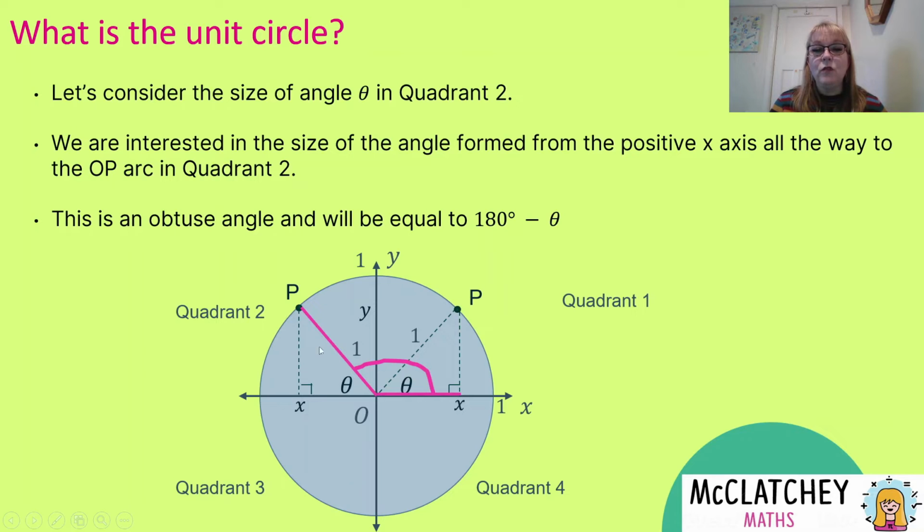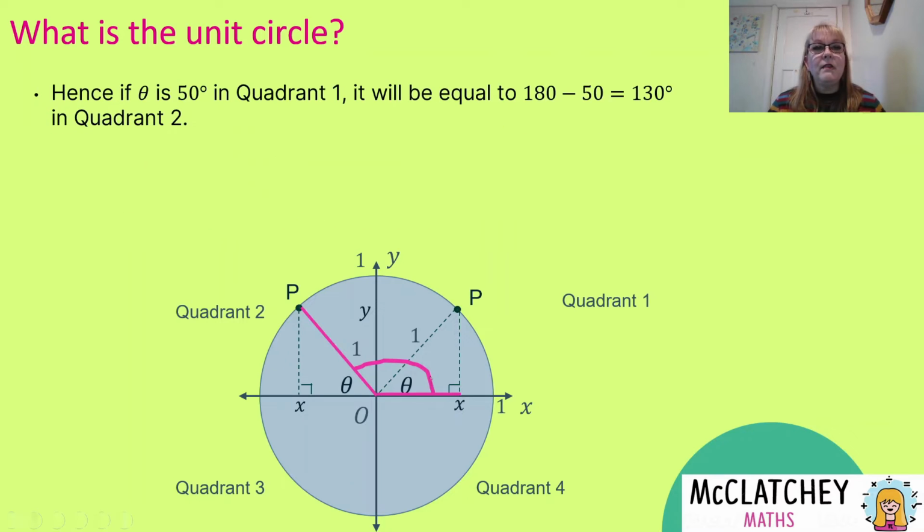These two triangles are exactly mirrored in the unit circle. So if we take this angle here, 180 degrees, take away that, we'll get that obtuse angle. So for example, let's use some real numbers. Let's say theta was 50 degrees in quadrant 1. Well, in quadrant 2, it's going to be equal to 180 take away the 50 degrees because it's the same triangle. So we'll end up with this 130 degrees.